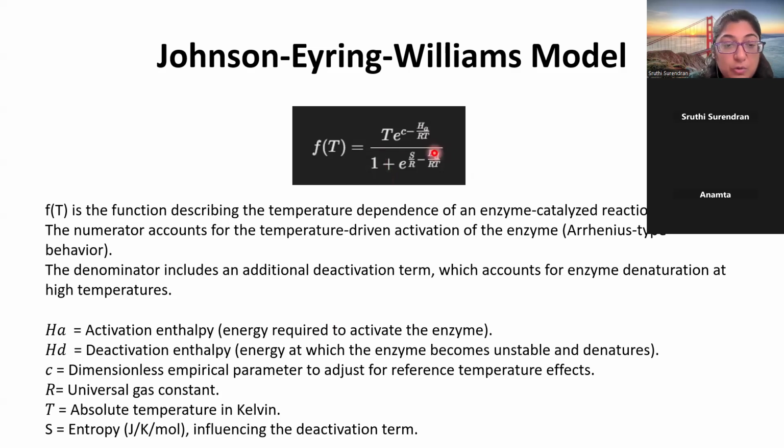And here we also have a denominator where we are dividing the term by 1 plus e to the power S by R, where R is the ideal gas constant and S is the entropy that is affecting the deactivation term. So similar to having an activation energy in the numerator, in this Johnson-Eyring-Williams model, we also have a deactivation energy that is utilized to find the value of a parameter as a parameter dependent on temperature.